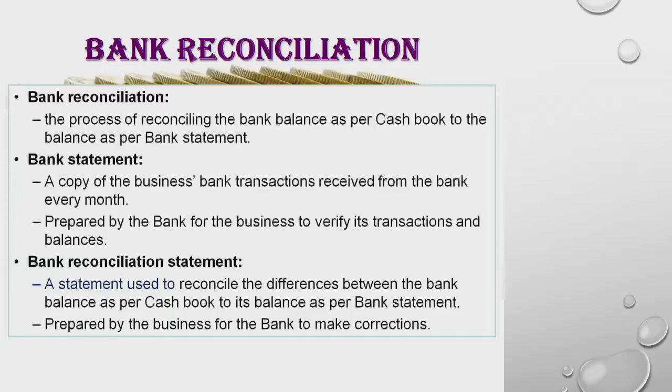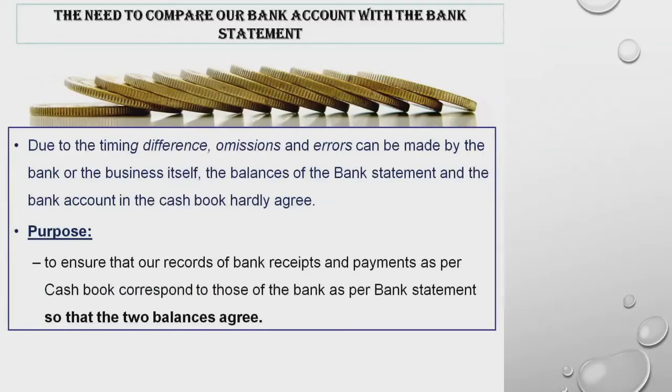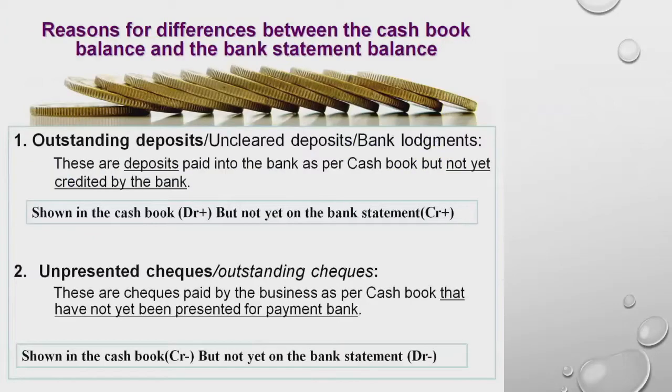I already explained to you why we have to do the bank reconciliation. The reasons were simple. The need to compare our bank account with the bank statement. Due to timing differences, omission errors can be made by the bank or the business itself, so the balances of the bank statement and the bank account in the cash book cannot agree. Purpose: to ensure that our records of bank receipts and payments as per cash book correspond to those of the bank as per bank statement, so that the two balances agree.